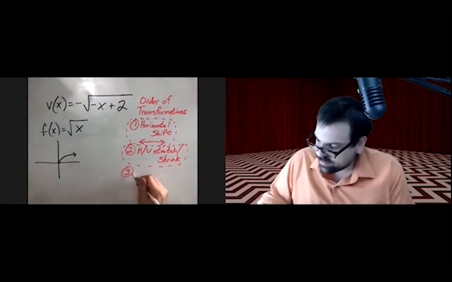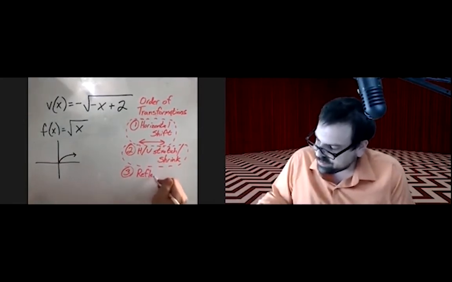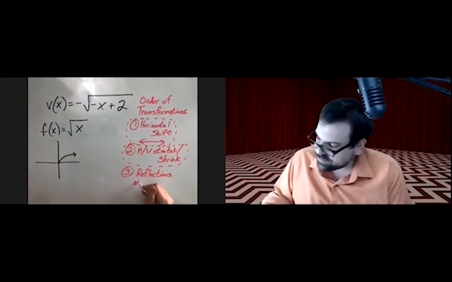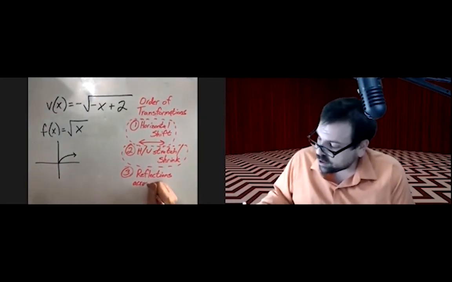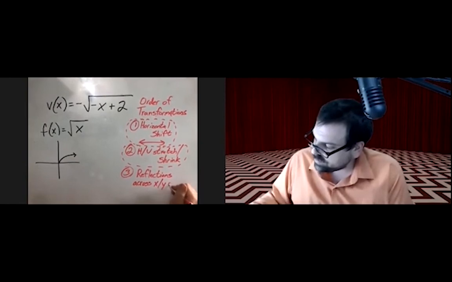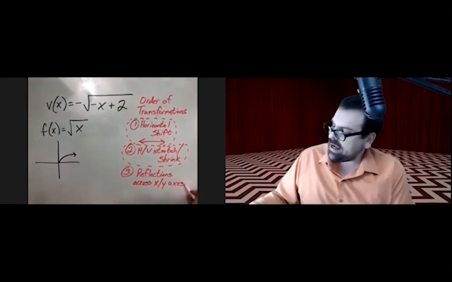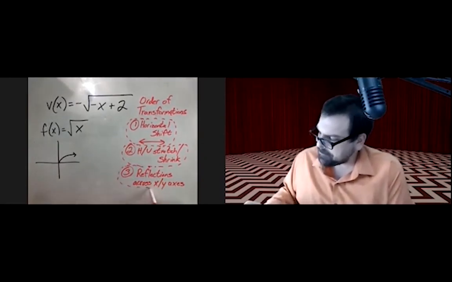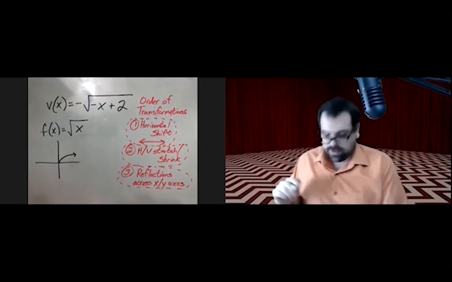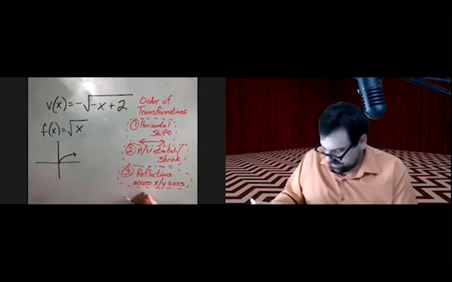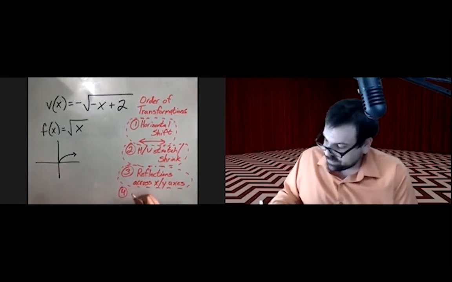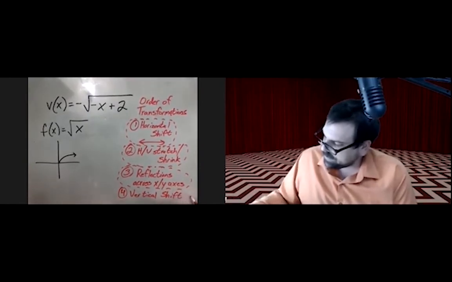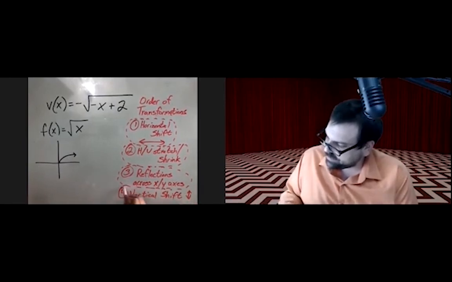Third, our reflections. And those would be across the x-axis or across the y-axis. Over the axes, AXES is the plural of axis, AXIS. And then finally, the vertical shift. Our up, down.